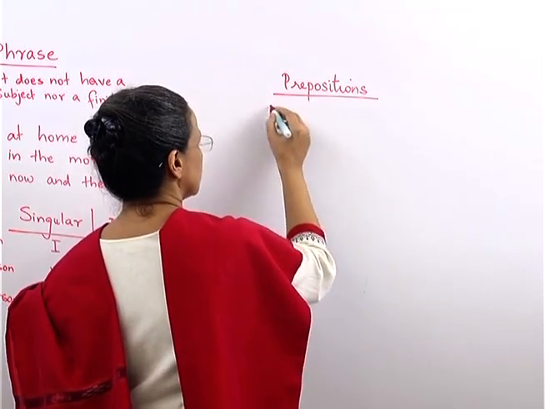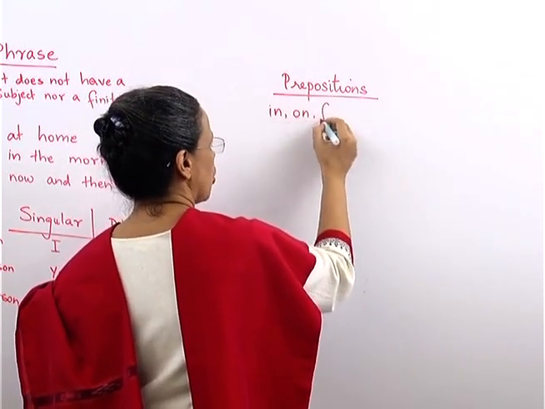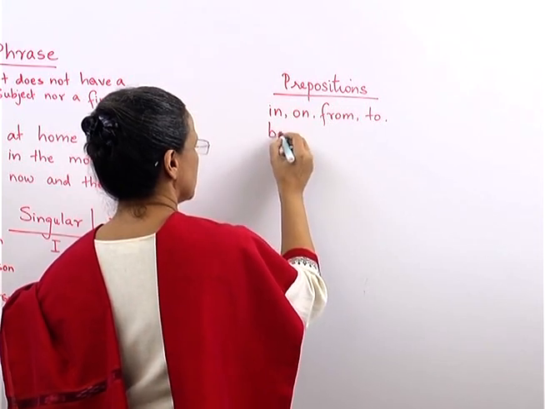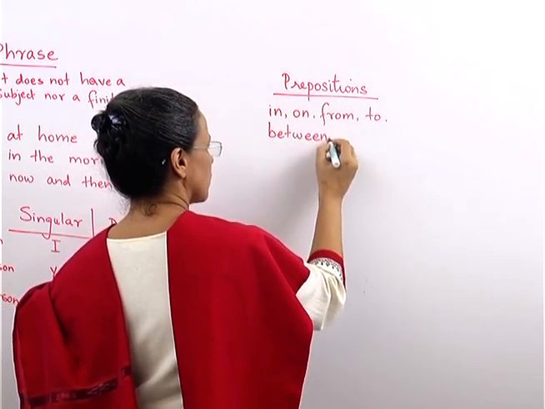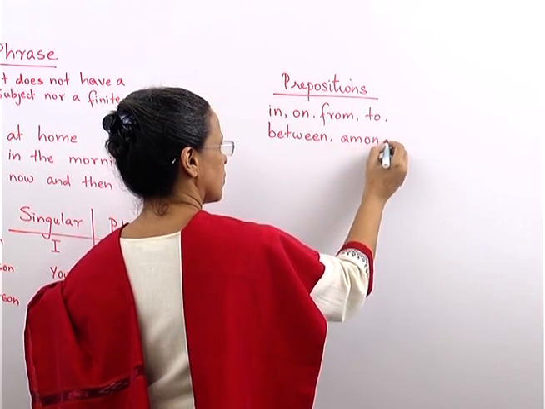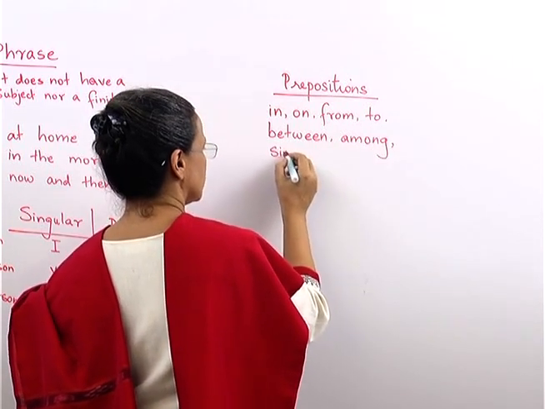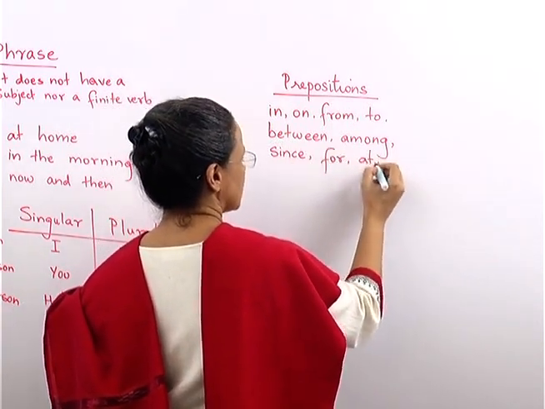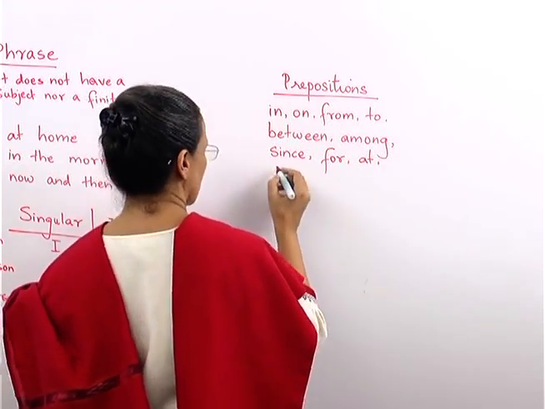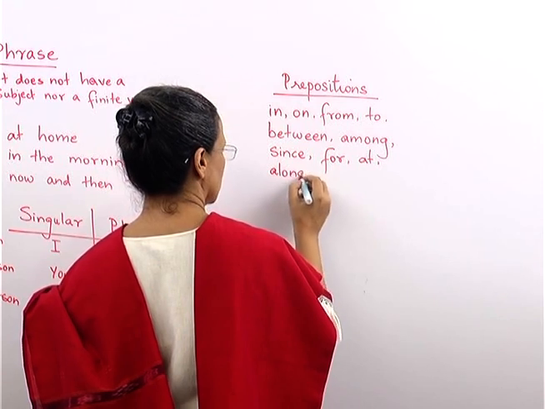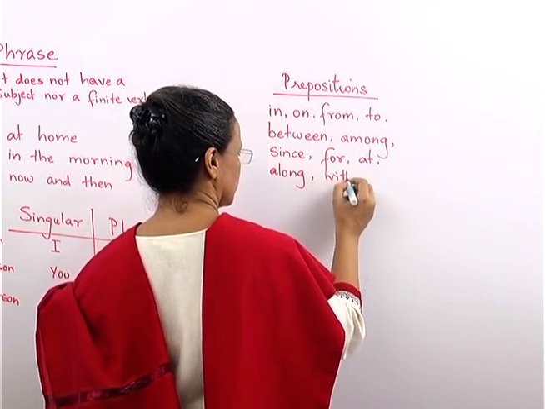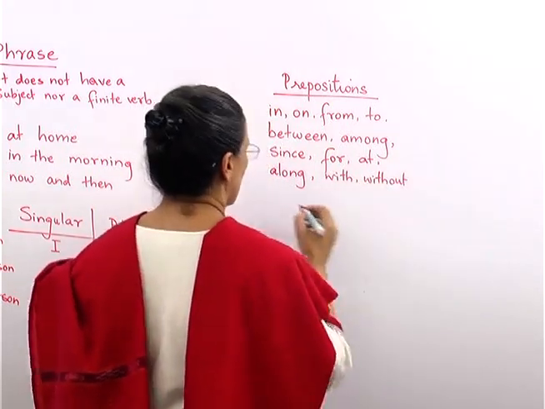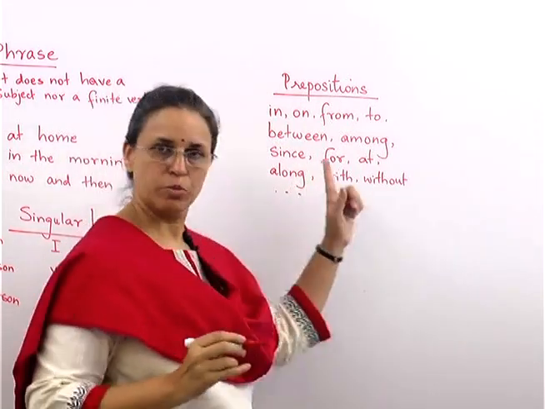In, on, from, to, between, among, since, for, at, along, with, without. All these types can be used to show the position.